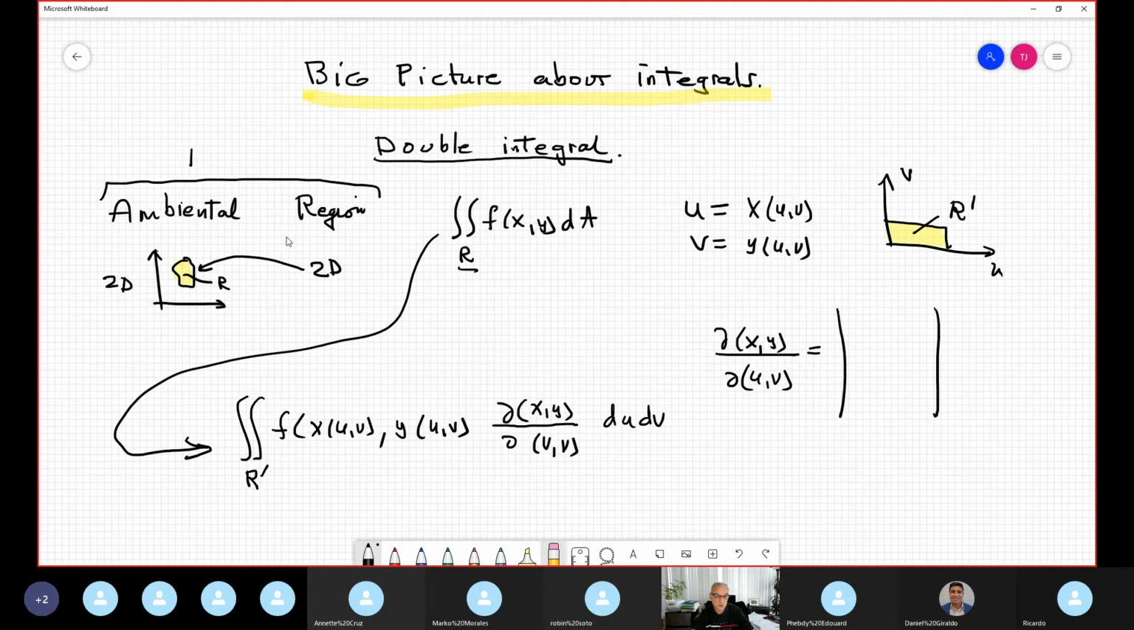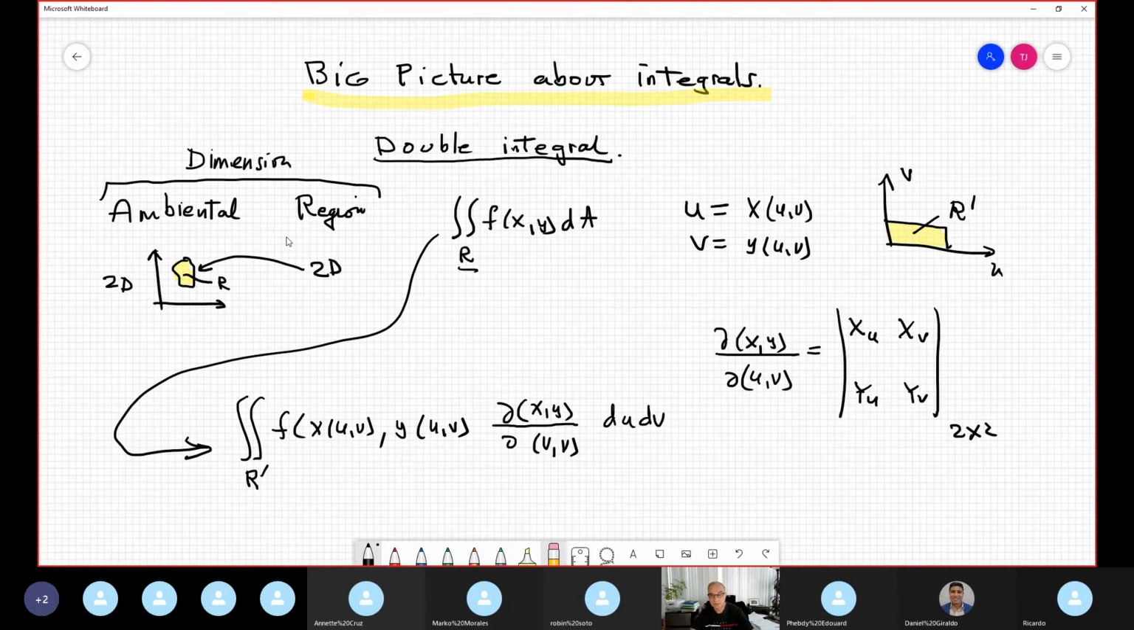This is dimension. We are talking about always dimension. The ambiental is 2, the region is 2, the determinant is 2 by 2, and this is the partial derivative of the function x with respect to u, partial derivative of x with respect to v, partial derivative of y with respect to u, and partial derivative of y with respect to v.